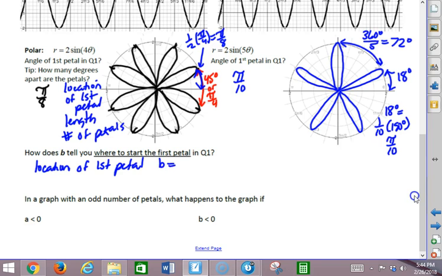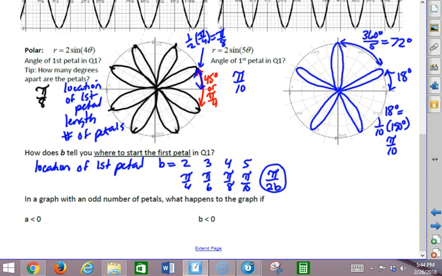So b is equal to 2, pi over 4. b is equal to 3, pi over 6. b is equal to 4, pi over 8. b is equal to 5, pi over 10. So this is pi over 2b.